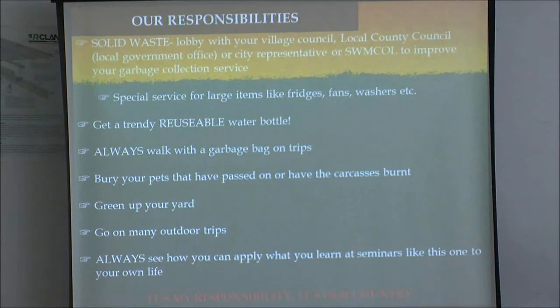Every time you go on an outdoor trip, walk with a garbage bag. If you don't see a place that you can put it and you think dogs might get it, carry home your garbage. There's nothing wrong with putting the garbage that you went out on a trip with into your own garbage bin. Green up your yard, you don't have to tile the whole thing, you don't have to pave the whole thing, plant some trees and shrubs. And go on many outdoor trips, experience what it is like to be outdoors. And when you come to seminars like these, don't just take it as a lesson as, okay, that's very interesting. But internalize it and see what I learned from this, what I can do, how I can change my life, how I can contribute. It is our responsibility, this is our country, we have to do so.